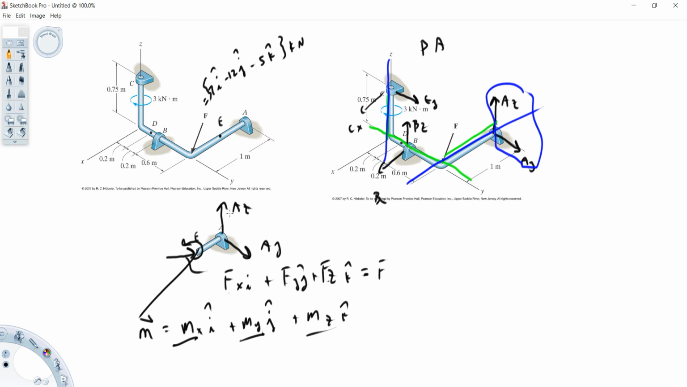If you don't get this problem worked out, send me another email and I'll see what I can do about that. Also, when you write any moment equations, getting back to the entire free body, any moment equations in the z direction, don't forget this 3 kilonewton meter couple moment there. So anyway, hope that gets you working on that problem. Good luck.